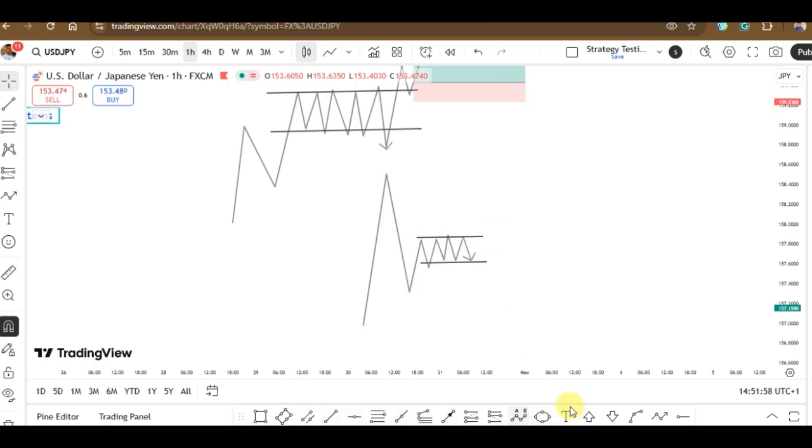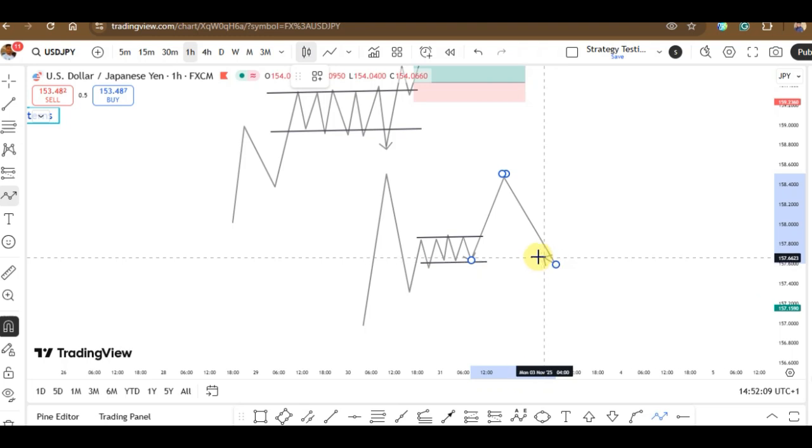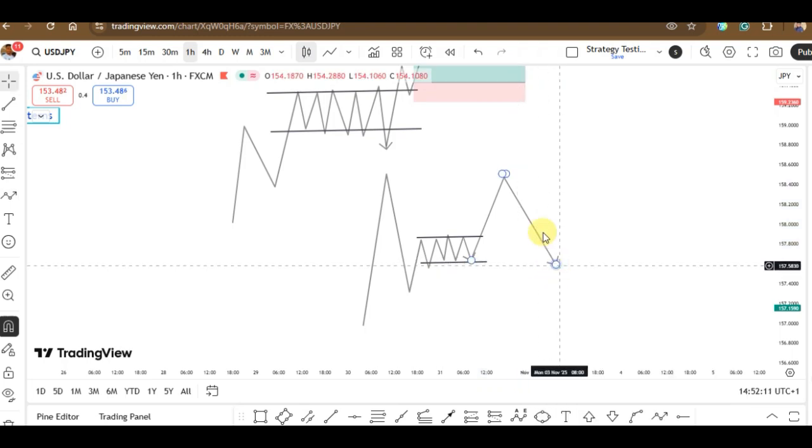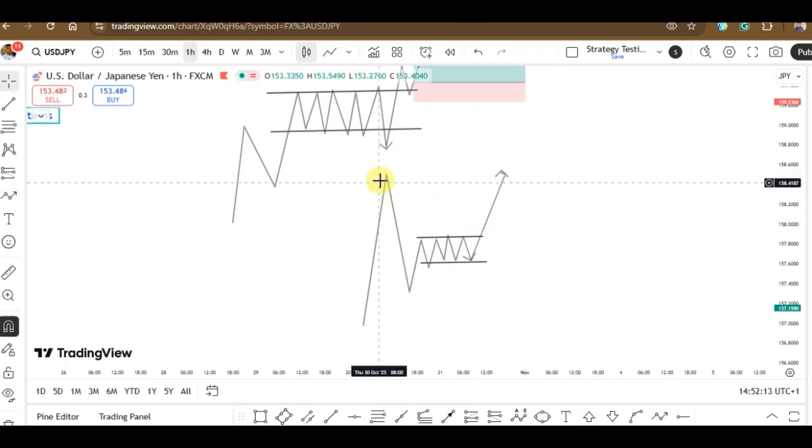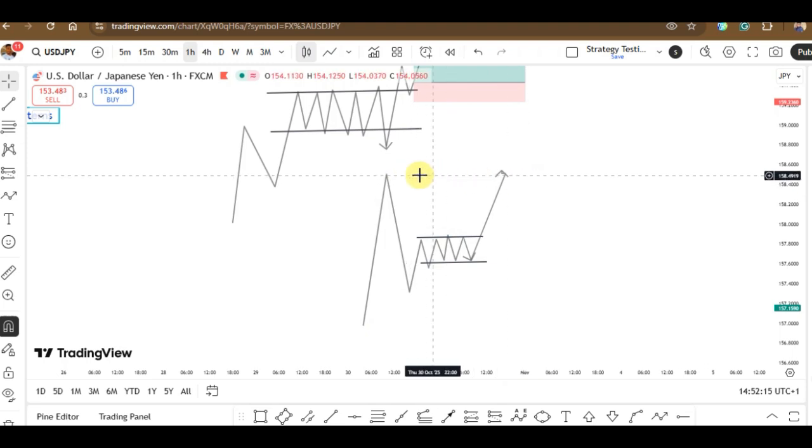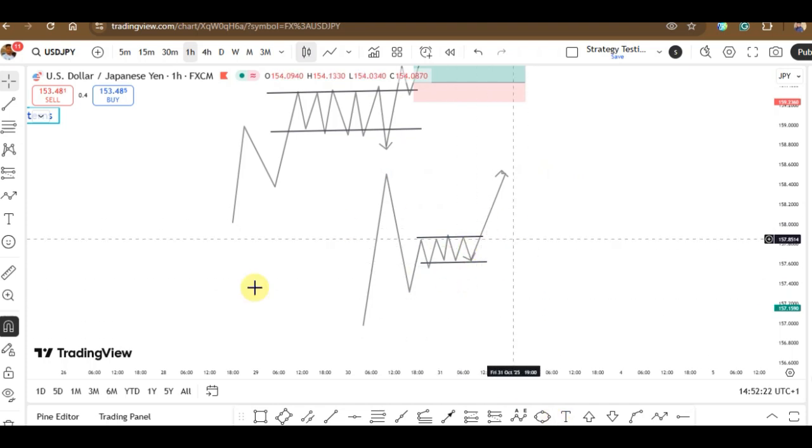That's why it's called the rectangle pattern. Wait for price to do what? To break out. Once price breaks out, that's where you get your entry. Then you can target this previous high here as your target, because this was the previous high the market got to. Price can come there, create a double top, then fall. So it stays the same pattern.